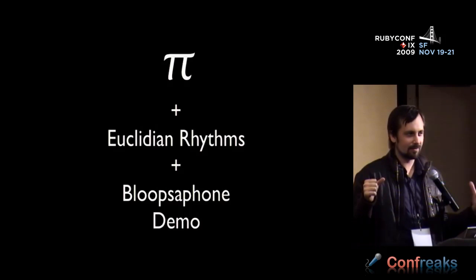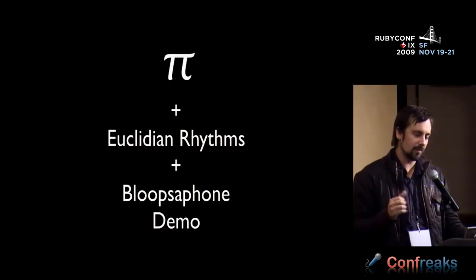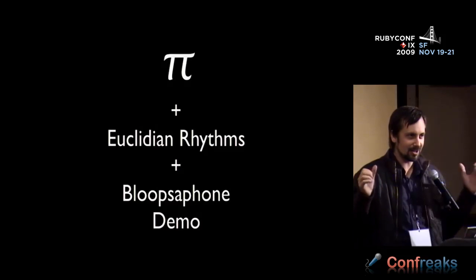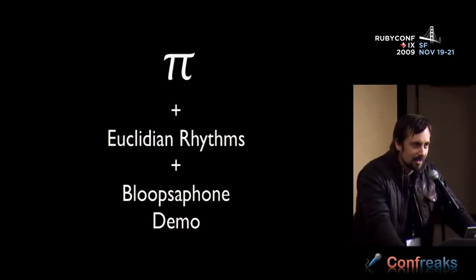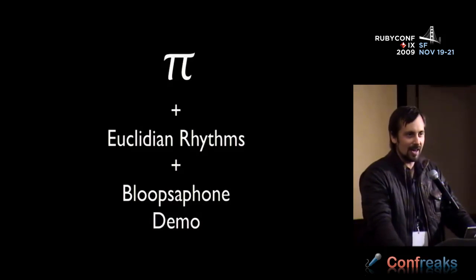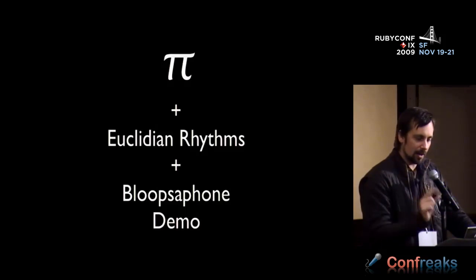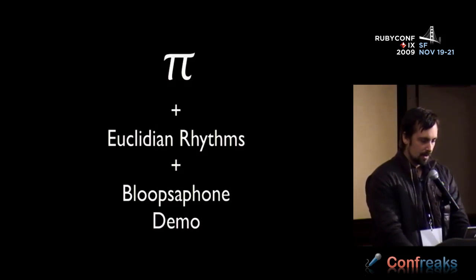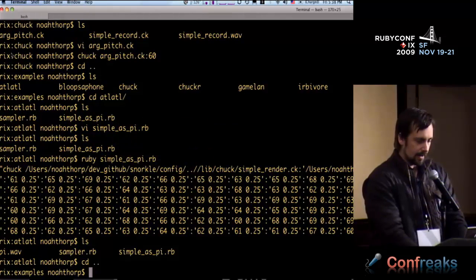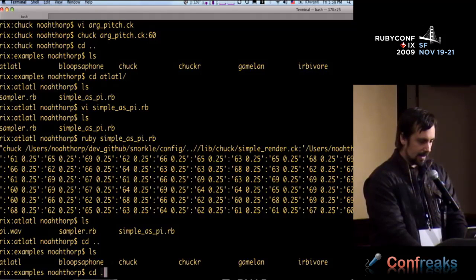They sound like lots of polyrhythmic patterns, and there was a claim when the first paper came out on this that it figured out why we like certain rhythms. I feel like it's a specious argument, but it does create a lot of cool rhythms. So I'm going to use the Euclidean rhythm generator in this and demo it with Bloopsophone, which is the C library for chiptunes. Let's take a look at that.